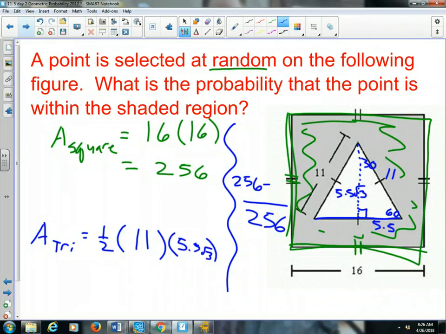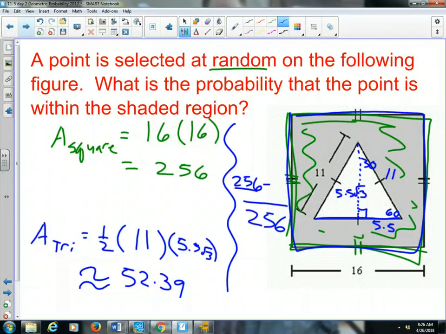All right, so we take 1/2 times 11 times 5.5 root 3, and the area of our triangle is approximately 52.39 units squared. So my favorable region is the whole square, 256, minus the triangle, which is 52.39.